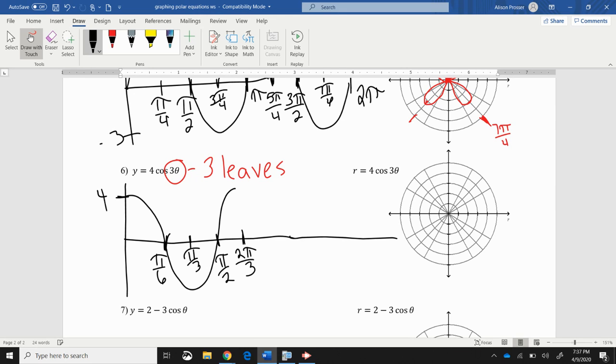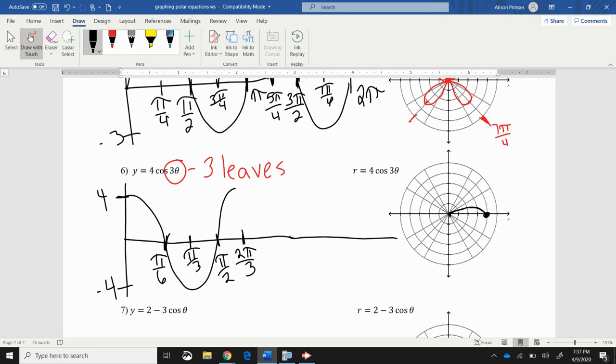So this is at 4. This goes down to negative 4. So at 0, I need to go out to 4. 1, 2, 3, 4. At pi over 6, I'm back to 0. So it starts here, but before it even gets to that pi over 6 line, it's back to here.